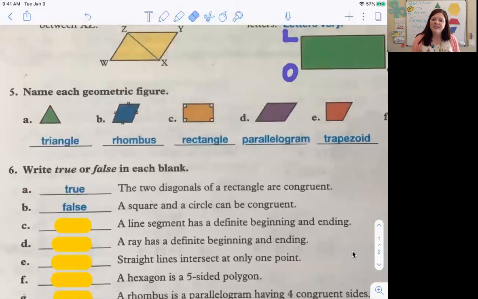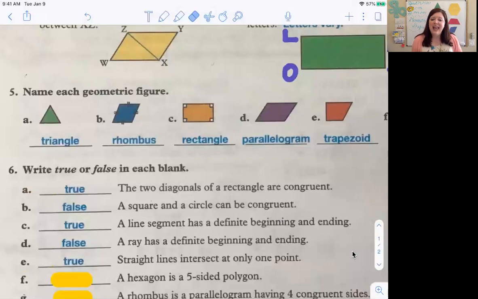Letter C, a line segment has a definite beginning and a definite ending. True, it has a starting point and an ending point. Letter D, a ray has a definite beginning and ending. This is false. A ray does have a starting point, remember the little point, but it goes on and on and on in one direction. Letter E, straight lines intersect at only one point. That is true. If they were to intersect again, then the line wouldn't have been straight. It would have been a crooked line.